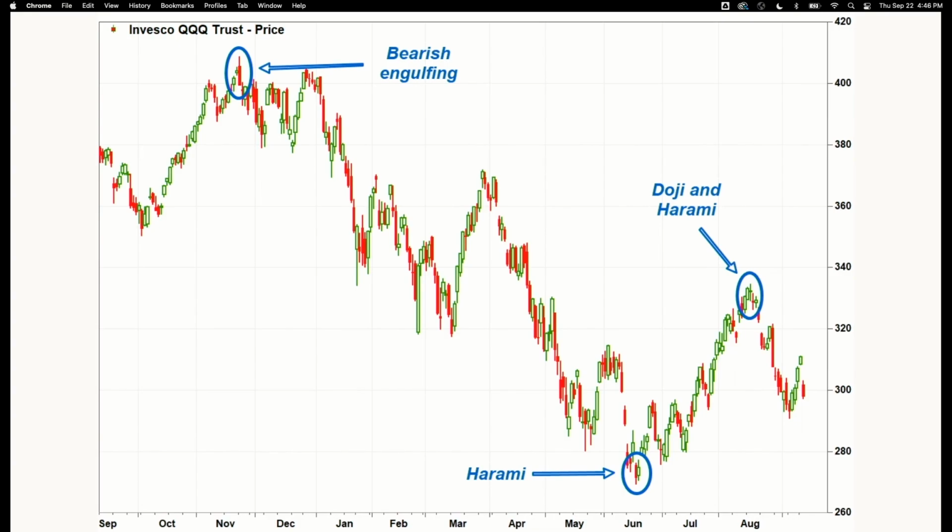So the stock makes a high. The next day, it gaps up to a new high, goes even higher, and then all of a sudden there's a pullback. Pullbacks happen all the time, but usually in a very strong market, natural buyers come in. But in a bearish engulfing, natural buyers don't come in. So at the high, there's something wrong. It's telling you something's wrong.